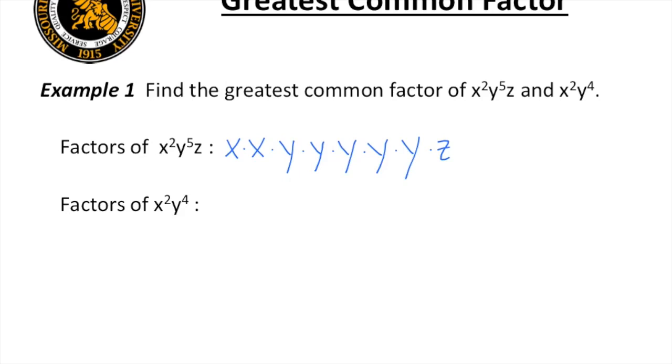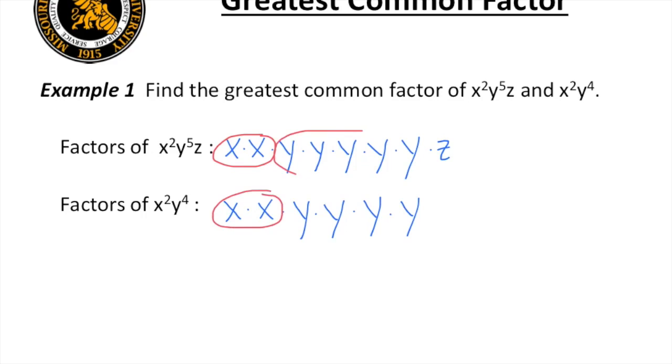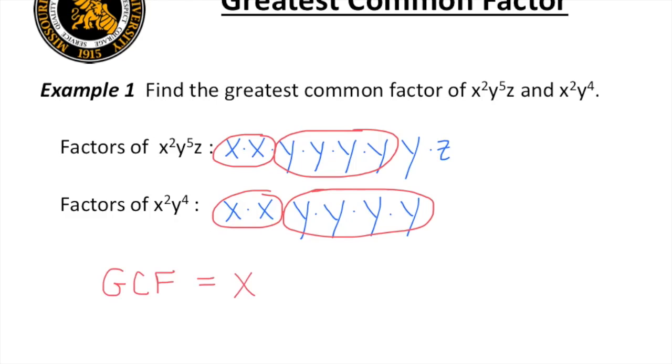The factors of x squared y to the fourth consist of a product of two x's, since we have x squared, and a product of 4 y's, since we have y to the fourth. Comparing the two sets of factors, we see that both expressions have a common factor of x squared, and both expressions have a common factor of y to the fourth. So the greatest common factor of these two expressions is equal to x squared y to the fourth.